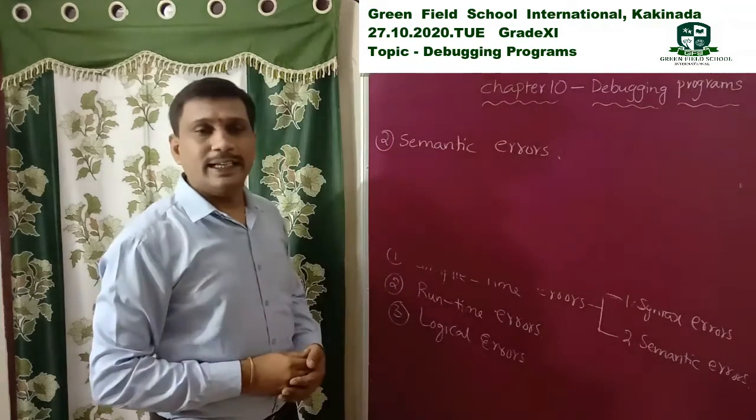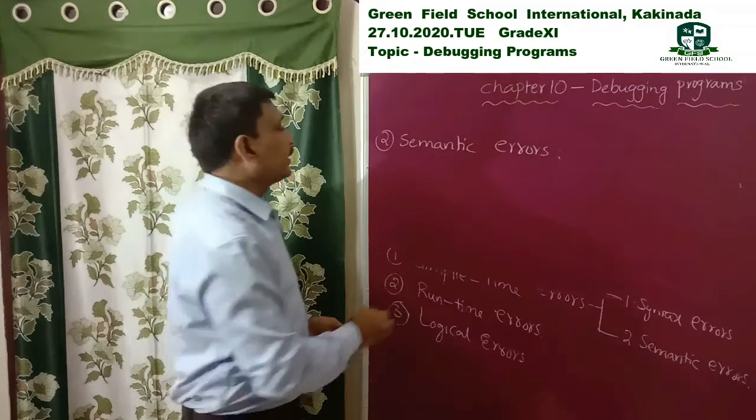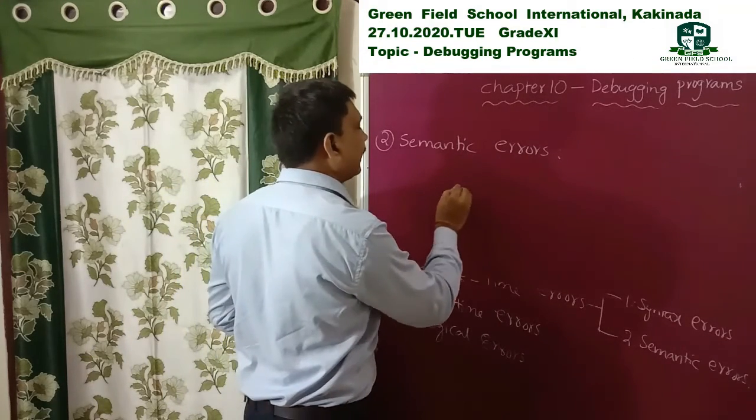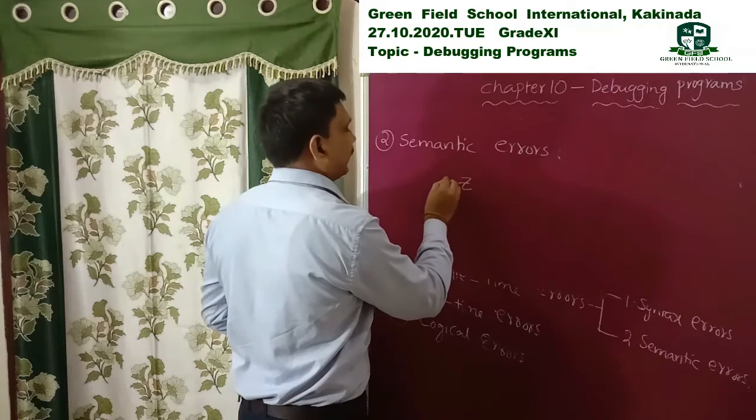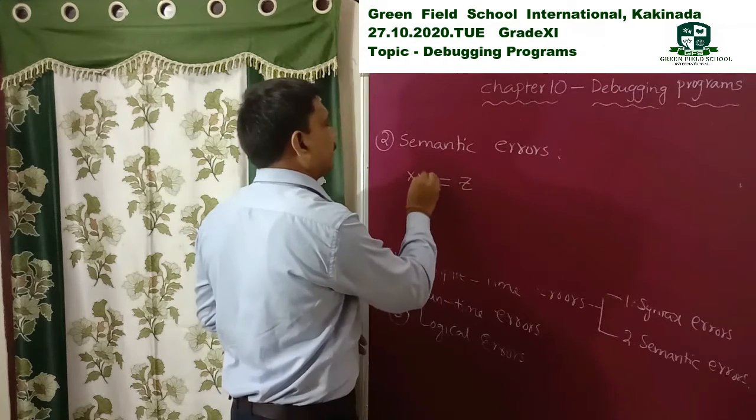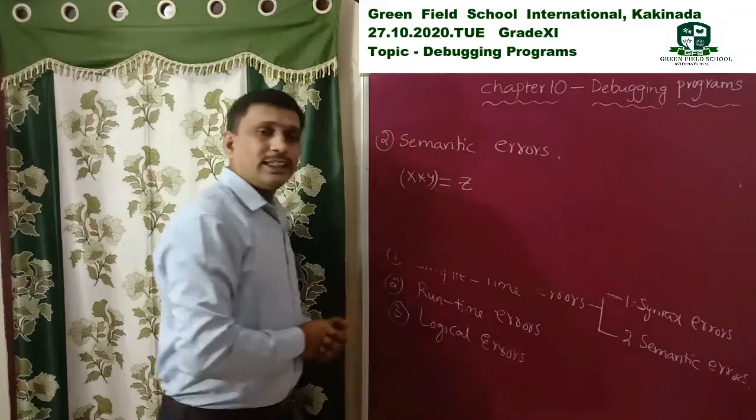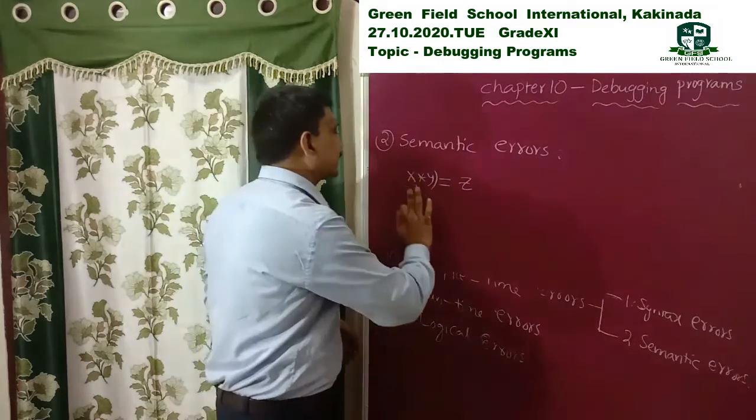Examples for semantic errors. I write one statement here: z is assigned to x star y.